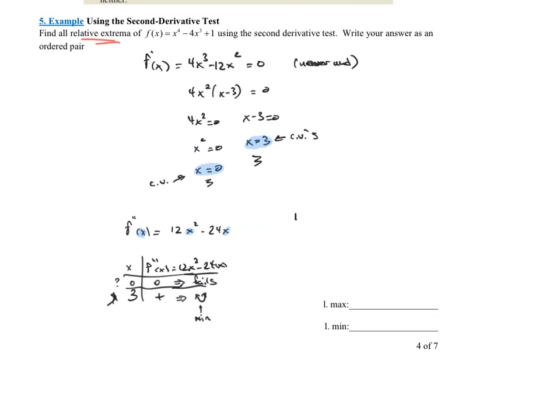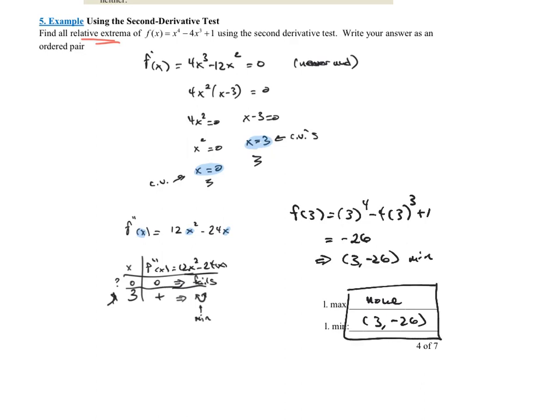F of 3, plugging it into the original function would be 3 to the 4th minus 4 times 3 cubed plus 1. Use your calculator to get that, and I'm getting negative 26. So that tells me the point (3, negative 26), according to the second derivative test, is a minimum. (3, negative 26) is the minimum. Maximum is none.